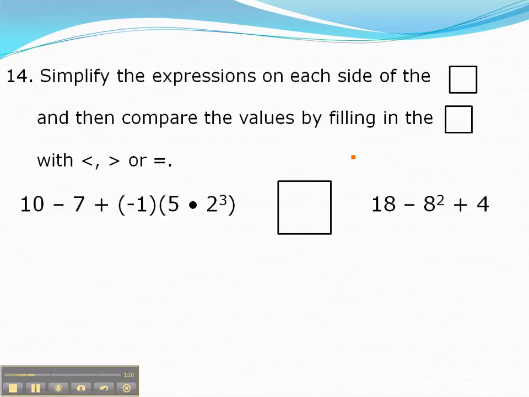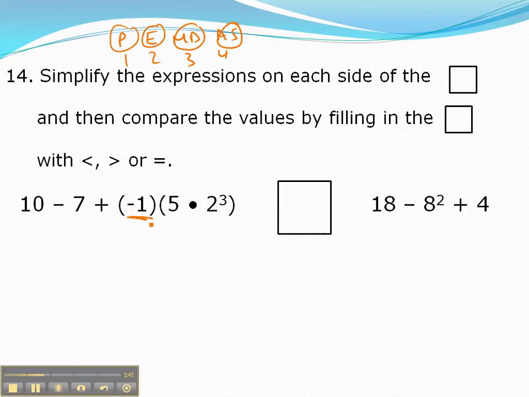On number 14, it says to simplify the expressions on each side of the box and then compare the values by filling in the box with less than, greater than, or equal to. Again, we're going to write PEMDAS to show our steps. This first expression is pretty long. We definitely have parentheses.